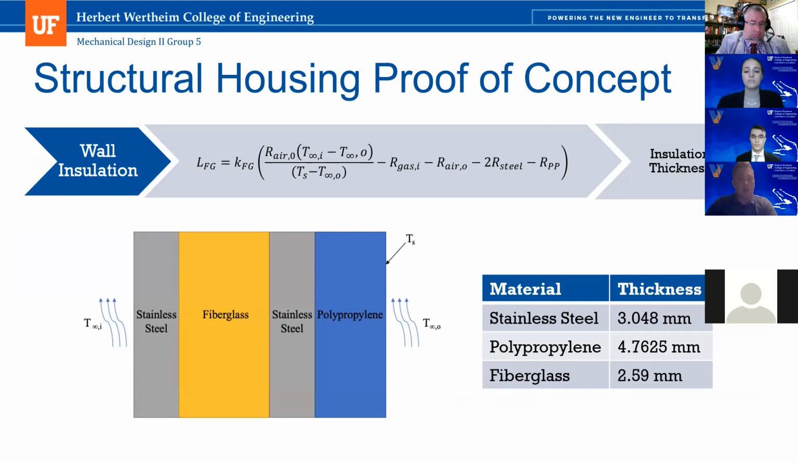To determine the thickness of insulation that we needed for the stainless steel sheets, the fiberglass and the polypropylene, we just set up a simple thermal circuit to figure out those calculations. Next slide.